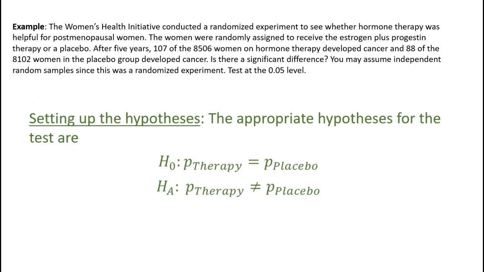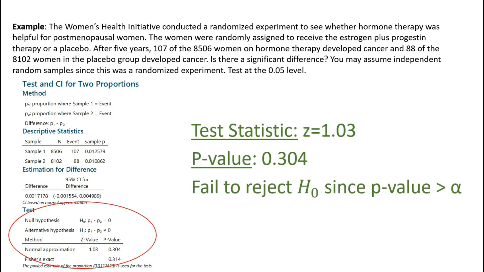Here we're trying to prove if the proportion of women who develop cancer under the two different treatments is different. So under the alternative, we have P therapy is not equal to P placebo. Under the null, we will set up the two as equal. Next, we're going to use the output on page 14 to identify the test statistic and the p-value. Notice here we're given that our test statistic is equal to 1.03 and our p-value is 0.304. Since our p-value is greater than alpha, we are going to fail to reject the null.